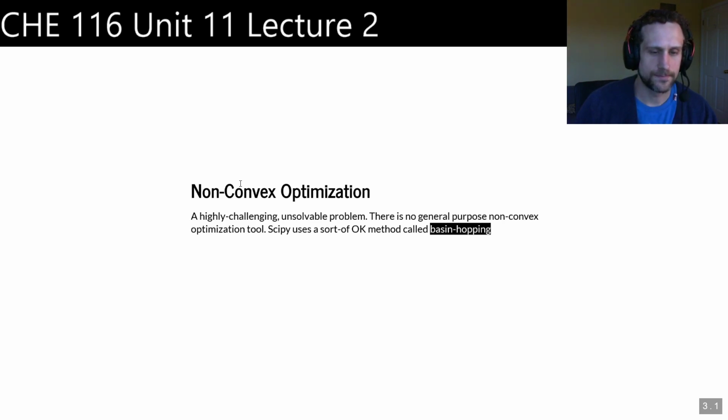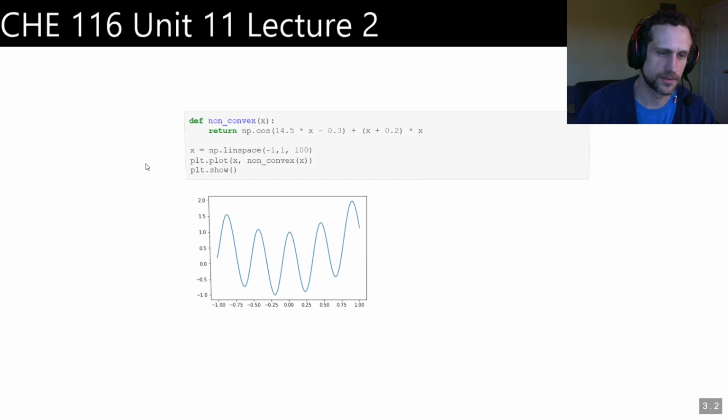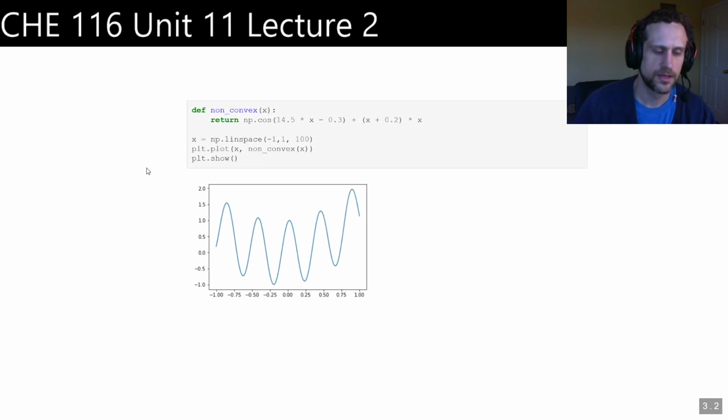But we will basically use basin hopping in this class because it's a relatively simple method and it's the most common in SciPy versions. So let's remind ourselves of what a non-convex function looks like. Here's an example of a non-convex function. We can identify it's non-convex because it has multiple local minima and obviously only one global minima. This function is a cosine with a parabola added to it. So it's just like a parabola that has kind of a rough surface to it.